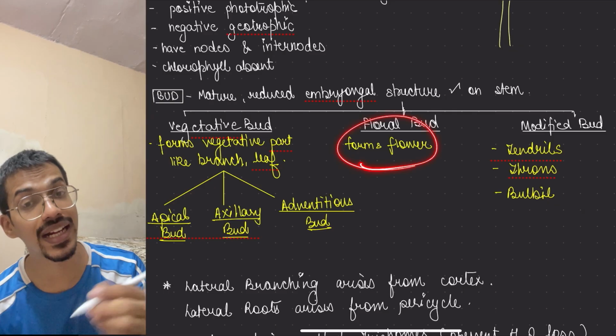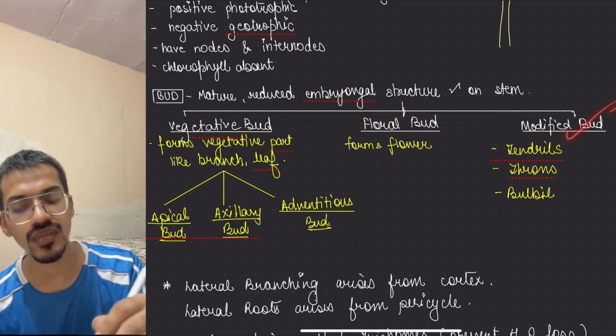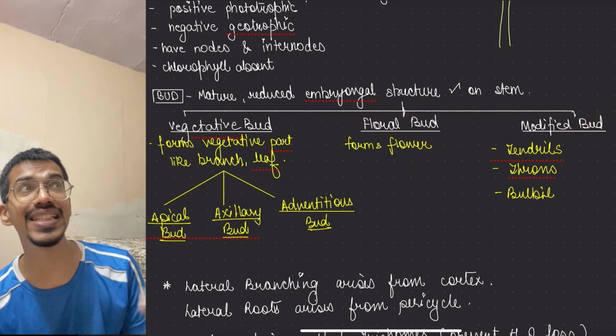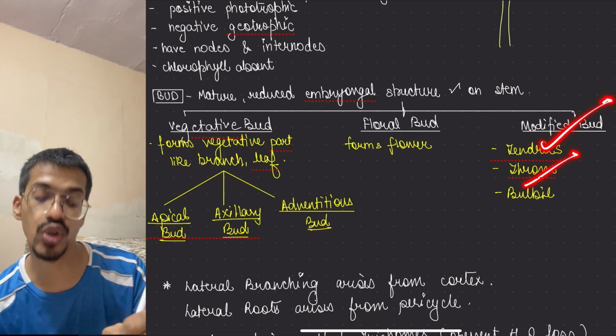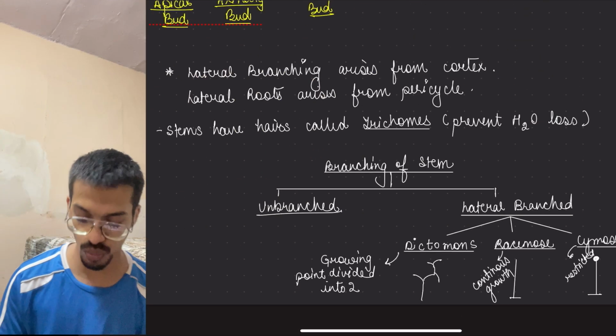Floral bud will do what? It will give rise to the flower. Whereas modified buds means these buds will change and form other structures like thorns, tendrils and bulbils. What are they? We will learn it.